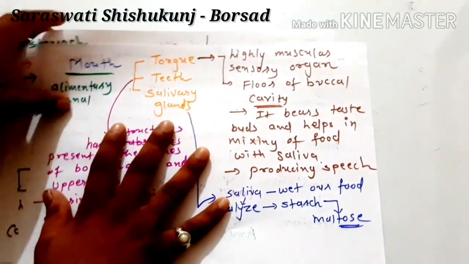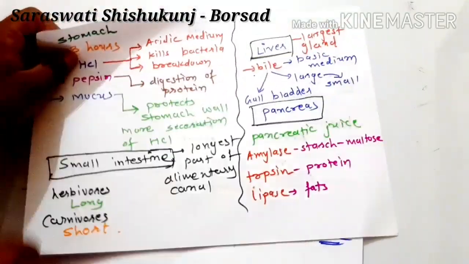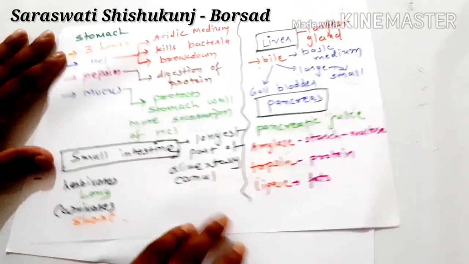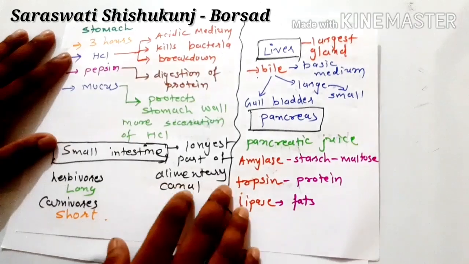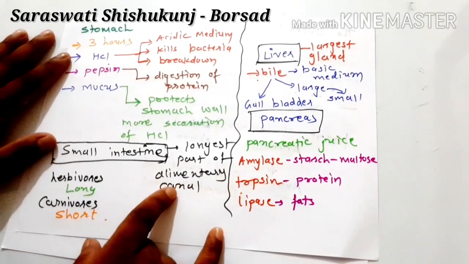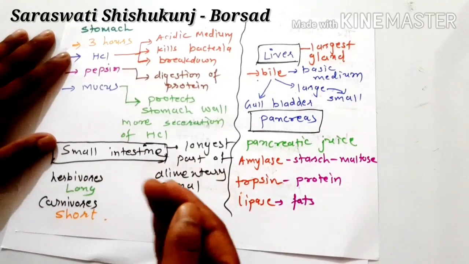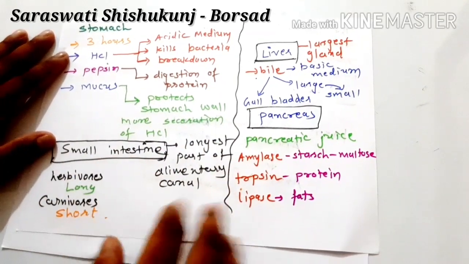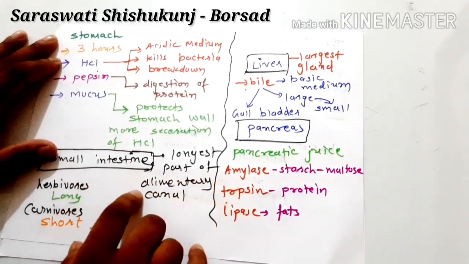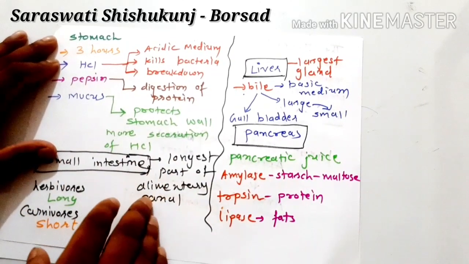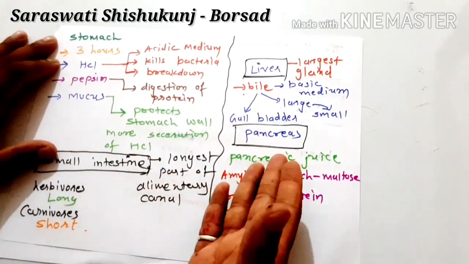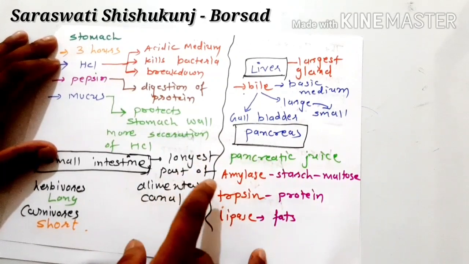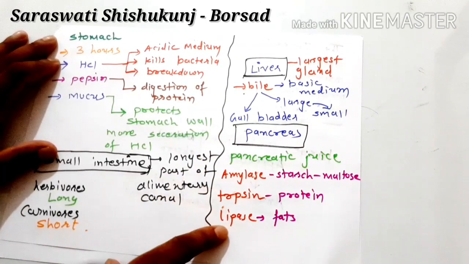From the mouth, the food is going to get into the stomach. In the stomach we will have HCl, pepsin, and mucus and their functions. From the stomach, food will move into the small intestine. Why it is called small intestine, we have discussed. The length of the small intestine may be different in herbivorous and carnivorous animals. The small intestine is the longest part of the alimentary canal. There will be secretion from the pancreas and liver. The juice which is secreted from the pancreas is called pancreatic juice. In that we will have amylase, trypsin, and lipase.